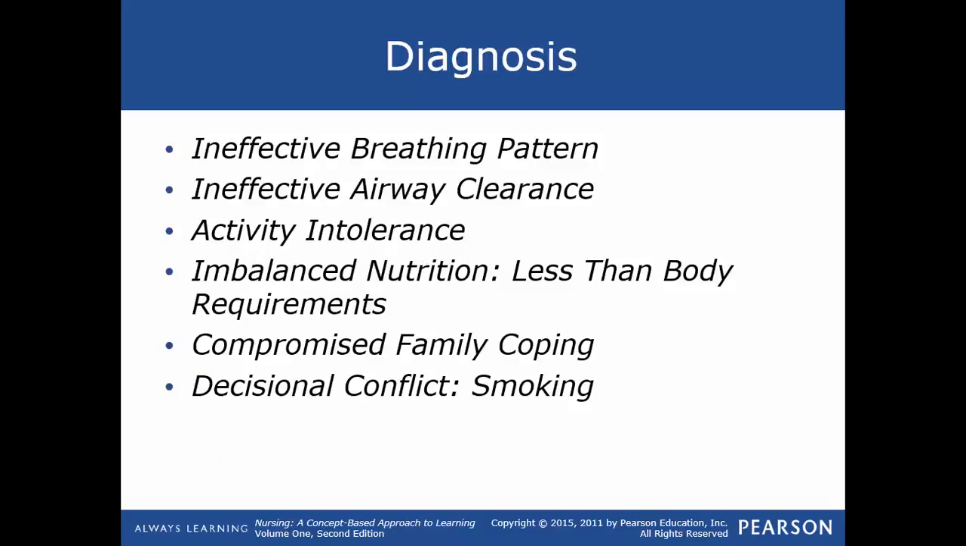All right, so your diagnosis, here are some of your NANDA diagnoses. Ineffective breathing pattern, ineffective airway clearance. This is a high priority due to the obstructive nature of the disease. So usually the airway clearance is the highest priority. Activity intolerance is another one. Imbalanced nutrition, usually less than body requirements, especially with your emphysema. They have some compromised family coping, decisional conflict, and that's usually related to smokers.